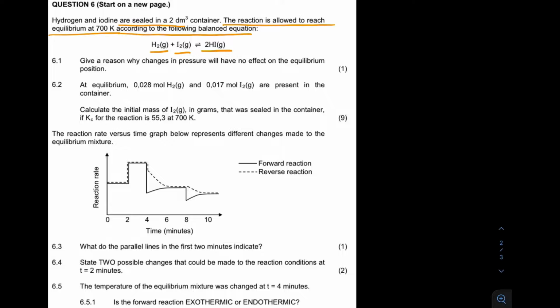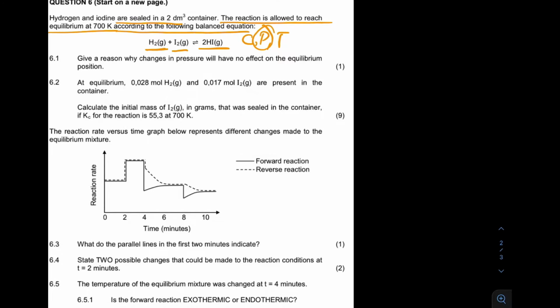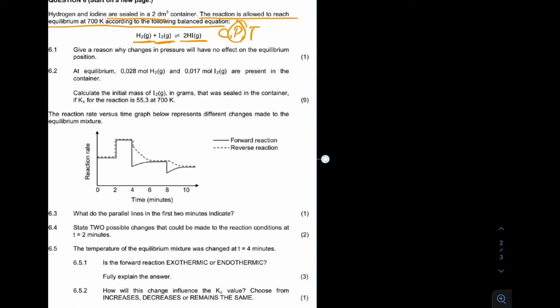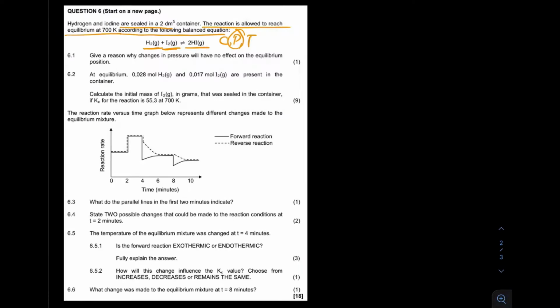Now 6.1, it says give a reason why changes in pressure will have no effect on chemical equilibrium. The factors that affect chemical equilibrium, remember, are concentration, pressure, and temperature. But pressure won't have any effect here, so it won't change the position of the chemical equilibrium. The reason is that if you look at this balanced reaction, there's one mole of hydrogen gas and 1 mole of iodine gas in the reactants. That makes 2 moles of gas in the reactants, and in the product there's 2 moles of gas.